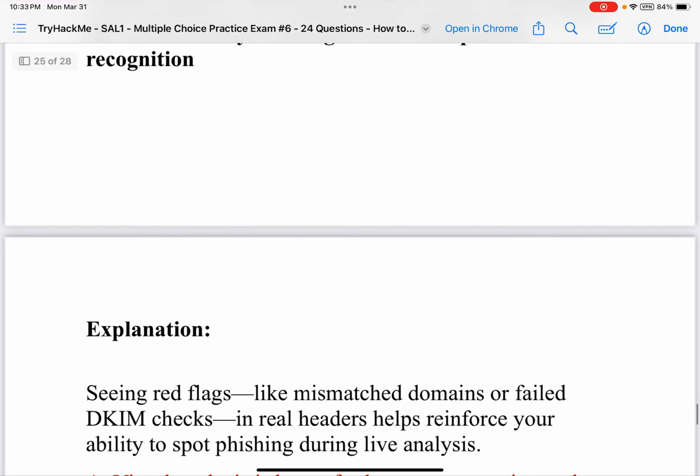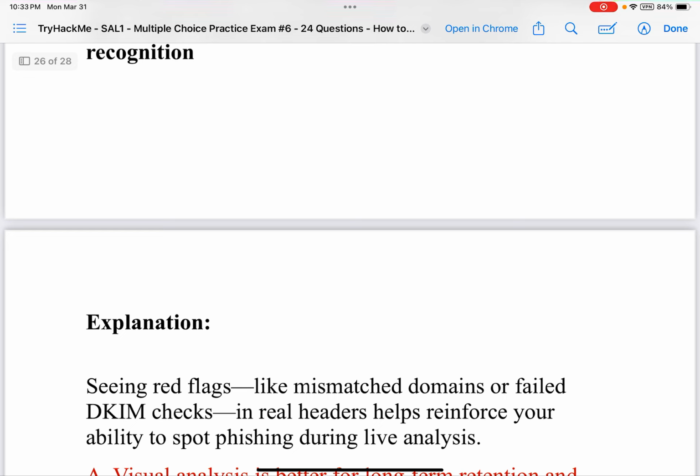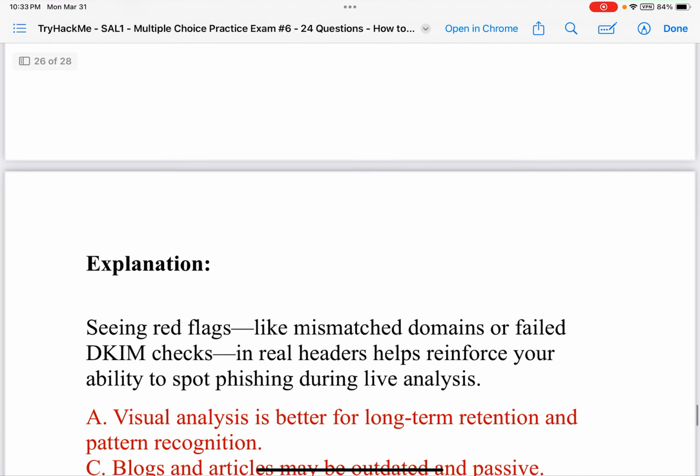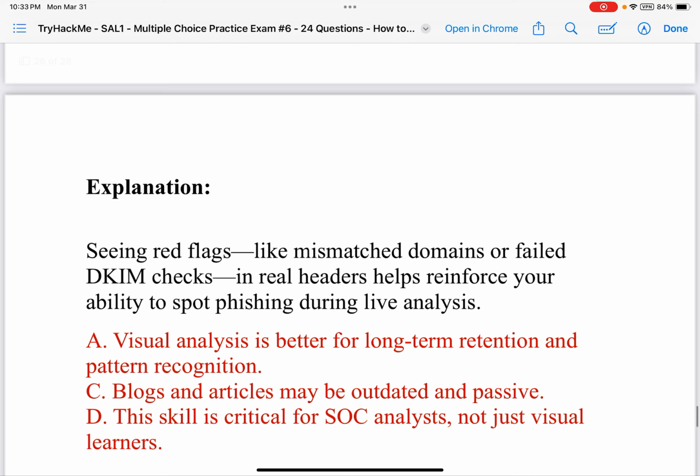Okay, explanation. Seeing red flags like mismatched domains or failed DKIM checks in real headers helps reinforce your ability to spot phishing during live analysis. There's the red text. You know what to do. Pause the video and read why they're incorrect.